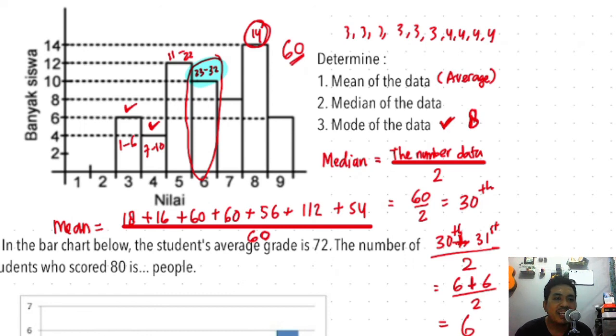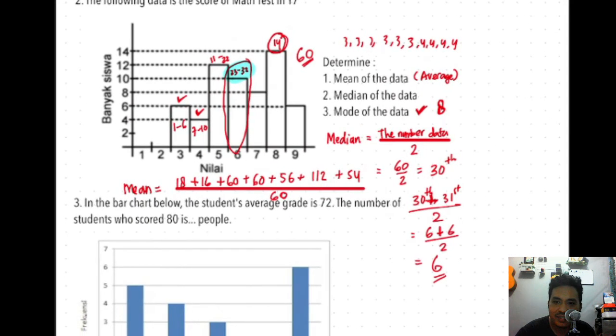The most important one is the median. Median is when we find the middle number. Okay, that is for part 1. Thank you.